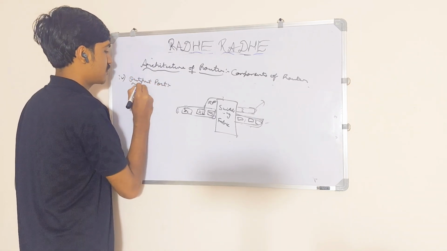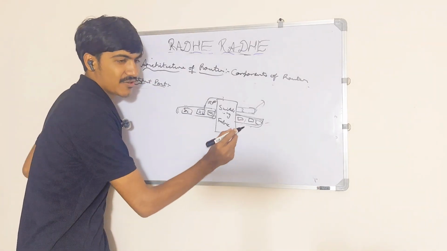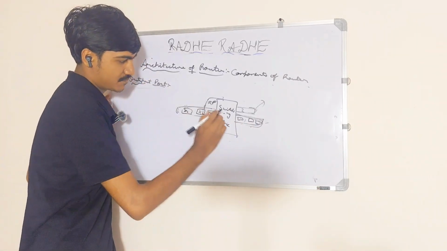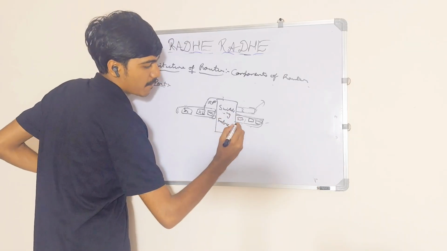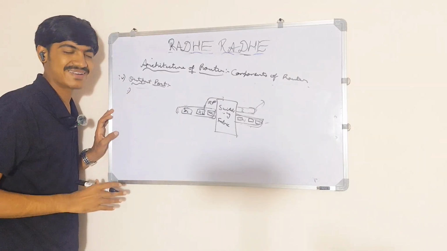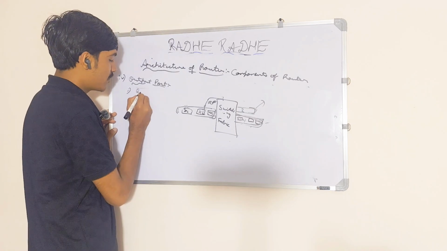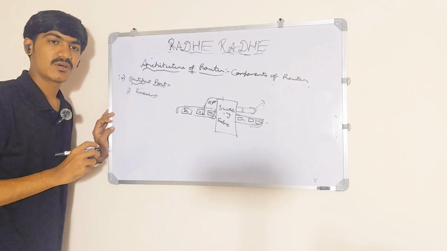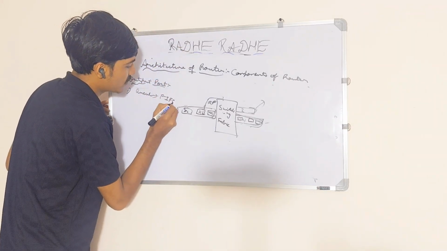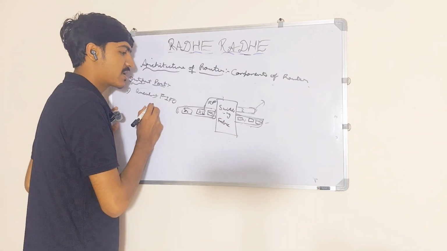Fourth, output port. Output port or output ports, anything you can say. Now you see here also I have drawn 3 boxes. Bro, here you see this box, right? The first component of the output port is responsible for maintaining the queues. What are queues? First in, first out. FIFO, first in, first out. Those are queues. This component is responsible for maintaining queues.